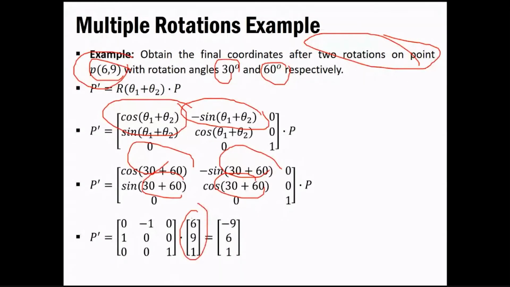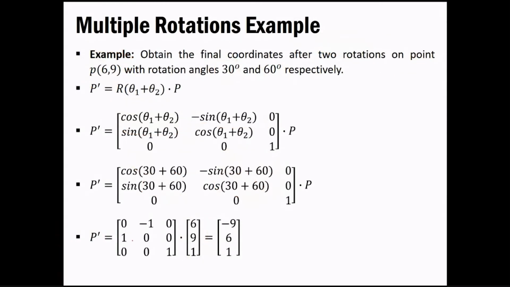Okay, now this should be clear to you: how to perform this column-row multiplication and how we get this particular result. You just need to multiply this column with this row. So you would get minus 9 in the first row, and then 6 and then 1. That is what you have to perform, and that is what you get out of the final calculation.